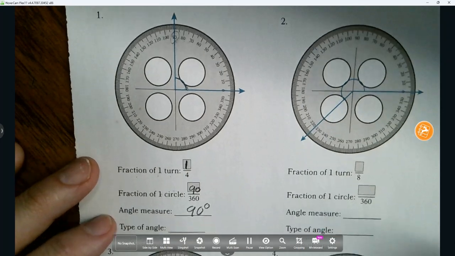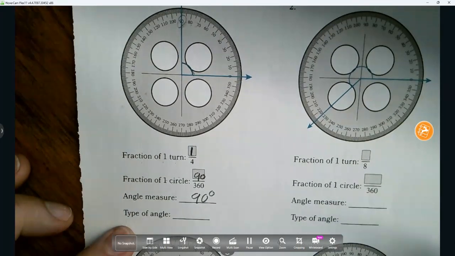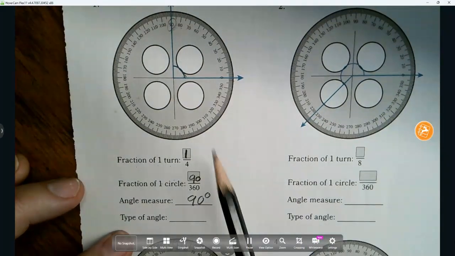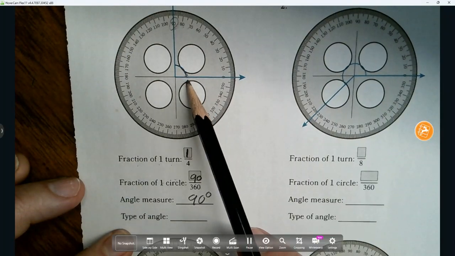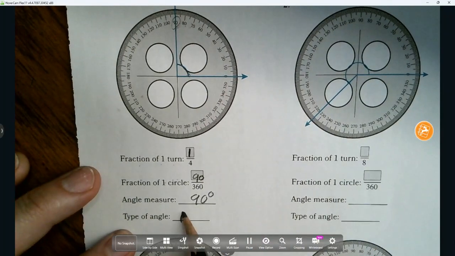And then the angle type, what is that angle? What is this angle right here? There's a box there. This would be a right angle.